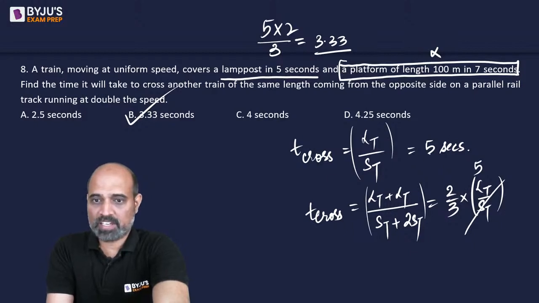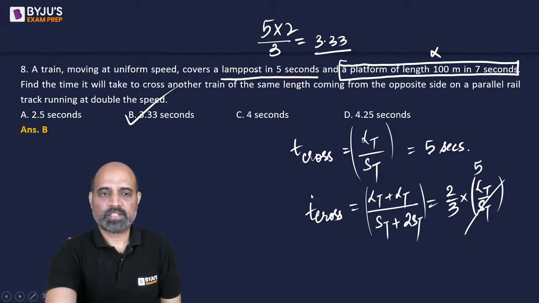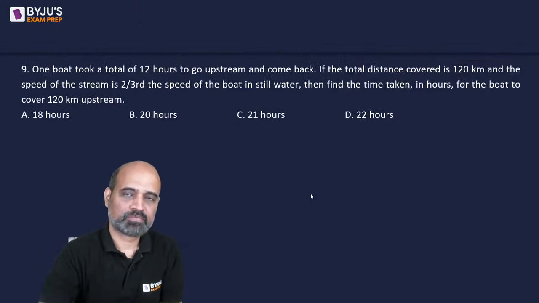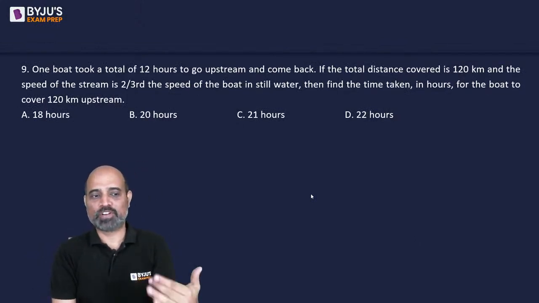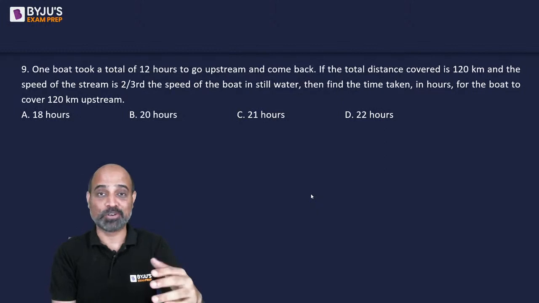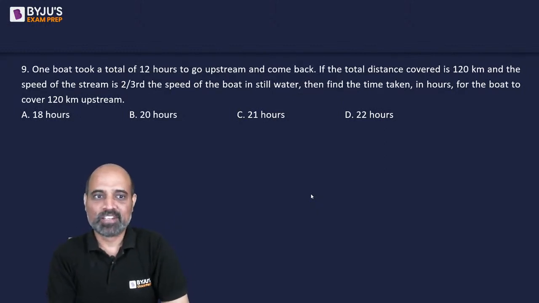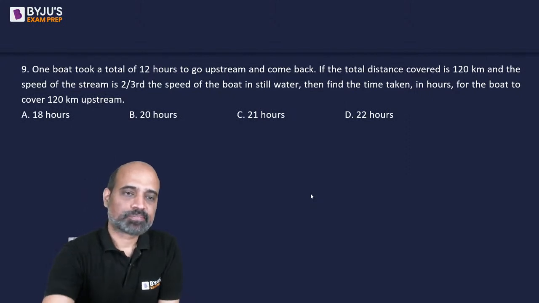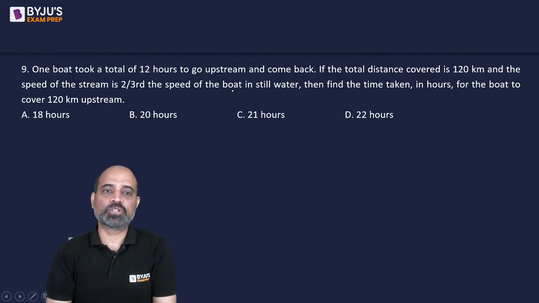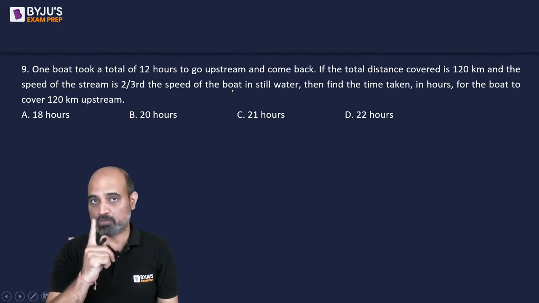कुछ आगे नहीं चाहिए ना हमें, स्पीड वगैरह कुछ नहीं चाहिए बेटा, हमें केवल देखना है कि क्या पूछ रहे हैं और उससे हम निकाल सकते हैं. ठीक है, चलो. So out of nowhere, when you are solving some average level or difficult questions and suddenly you get an easy one, you're like, इतना आसान कैसे दे दिया इन्होंने? Okay, next one. One boat took a total of 12 hours to go upstream and come back, one boat.